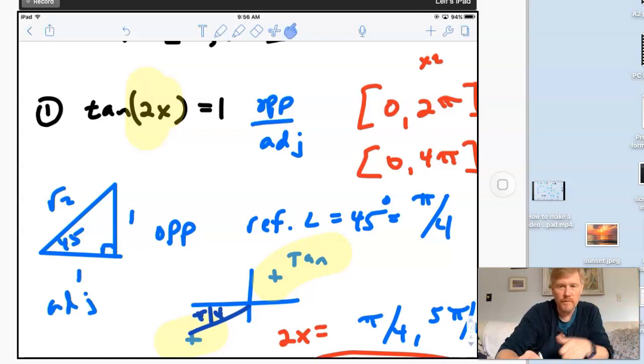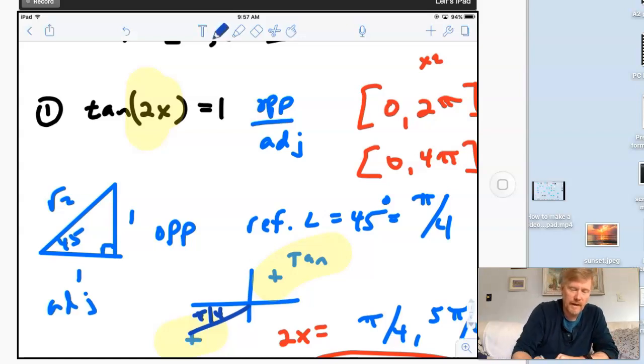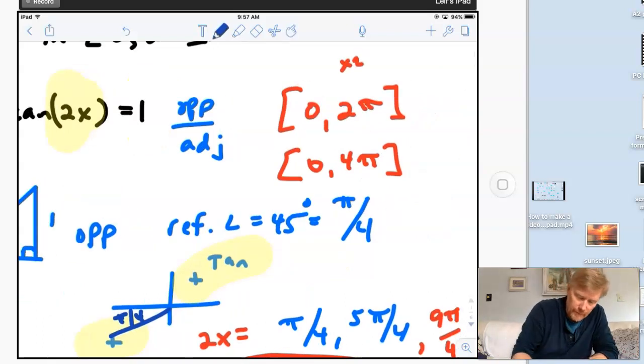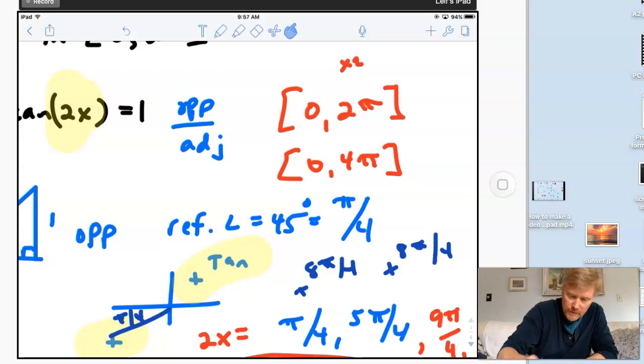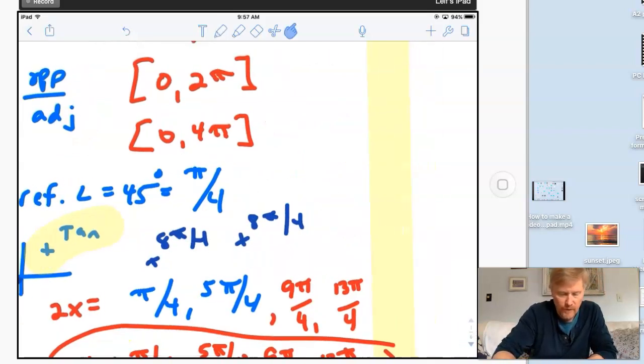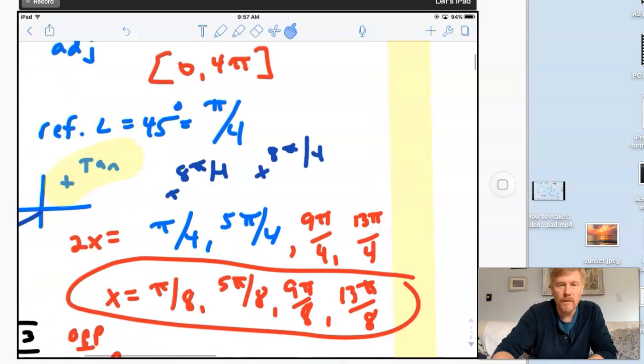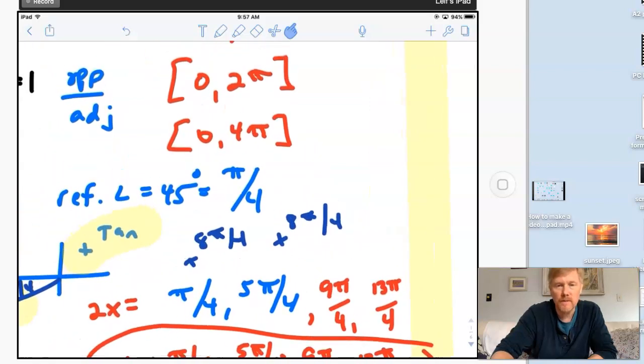Remember, halfway around the circle is pi, so that's 4 pi over 4 plus 1 more pi over 4 gives me 5 pi over 4. So those are my two answers between 0 and 2 pi. And then I add 2 pi to those, because I want to go around the circle one more time, since I said 0 to 4 pi. 2 pi is 8 pi over 4. So if I add 8 pi over 4 to both of these, I'll get my other two answers, which are 9 pi over 4 and 13 pi over 4, okay? And those are all four answers that I'm going to use.